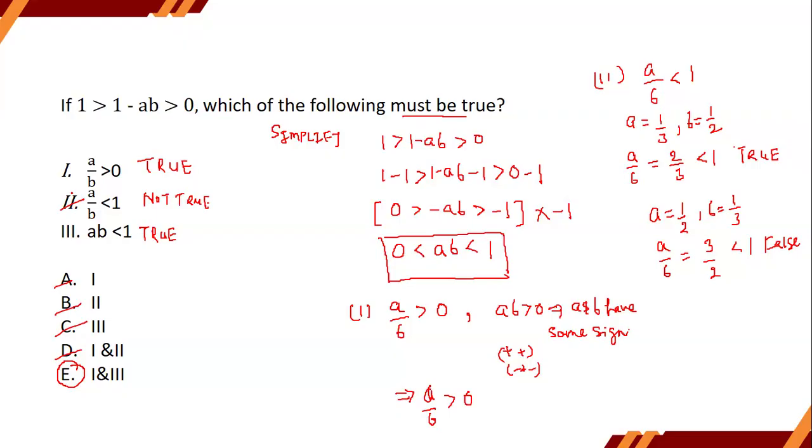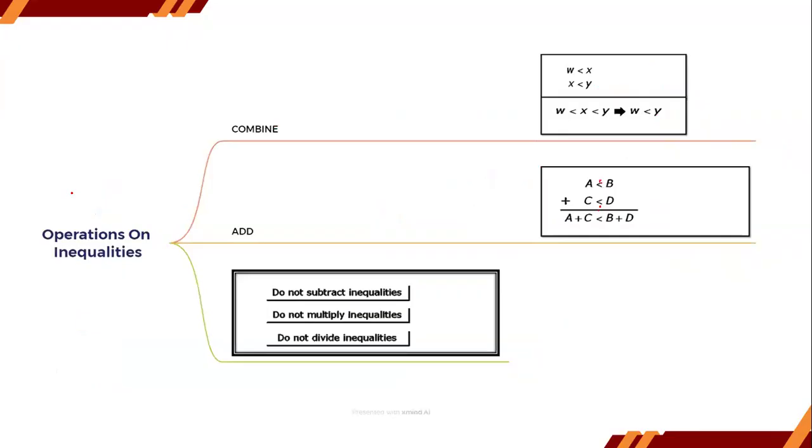All right, now let's do the next question. There are certain operations which you can perform on inequalities. You can combine two or more inequalities. So W is less than X, X is less than Y. If you combine these two inequalities, we have W is less than X is less than Y. From this we can infer that W is less than Y.